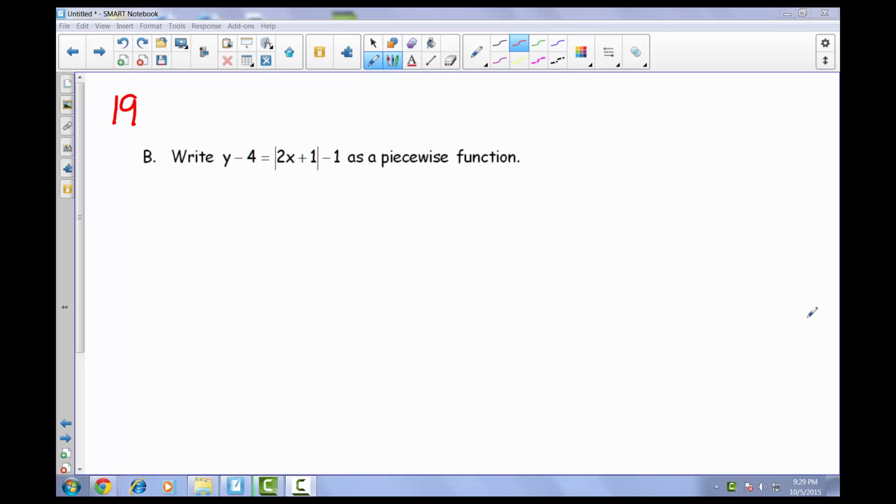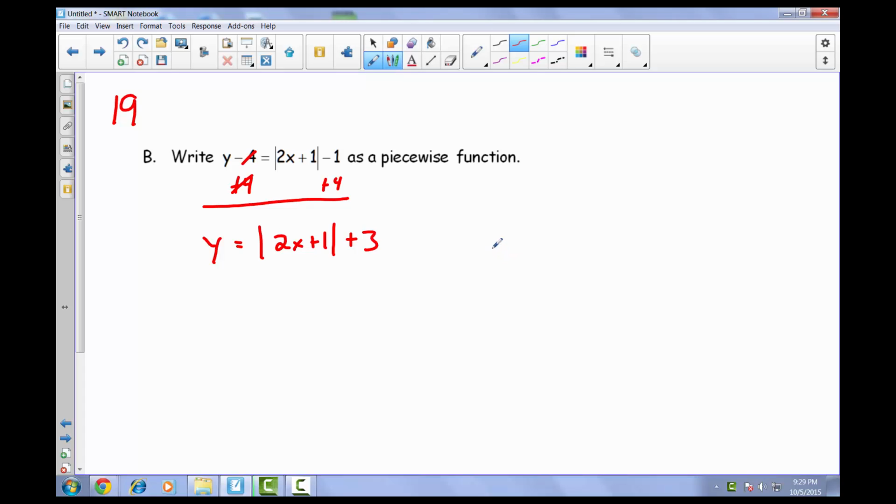Here we are at 19b from our Chapter 2 targets. We're asked to write this as a piecewise function. Well, the first step that we're going to do is go ahead and solve for y. So we're going to do that by adding 4 to both sides. On the left, they just end up canceling out, then leaving us with y is equal to the absolute value of 2x plus 1 plus 3.